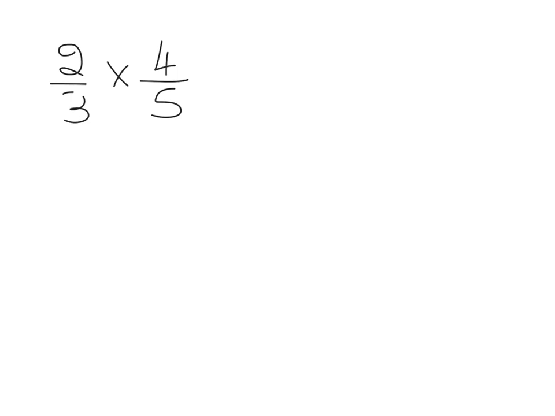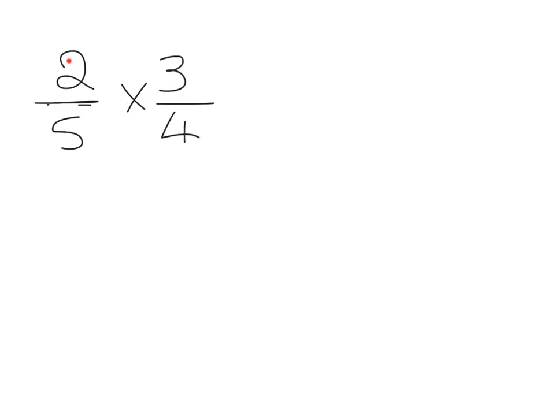Right, so multiplying fractions. I think this is the easiest bit you can do. It's just top times top, bottom times bottom. So top times top, 2 times 4 is 8, 3 times 5, 15. Make sure it can't be simplified. 8 and 15, there's nothing that can divide both of them, so you're all done.